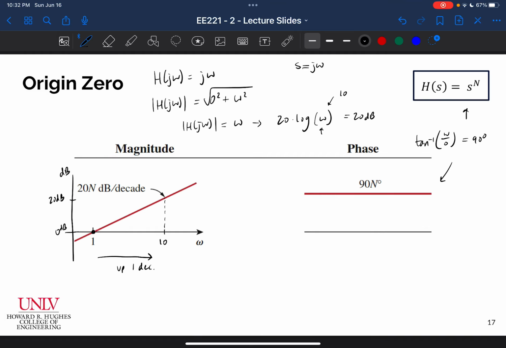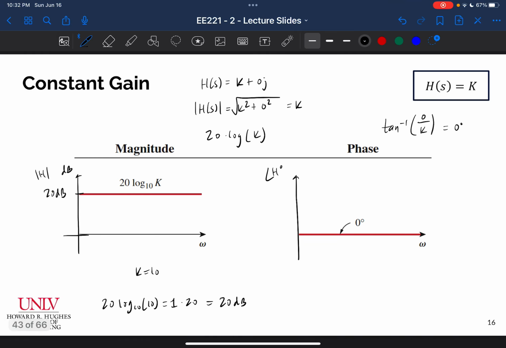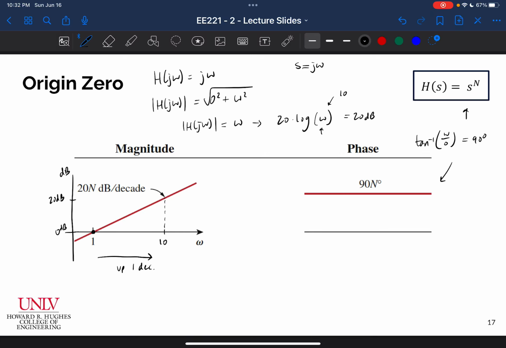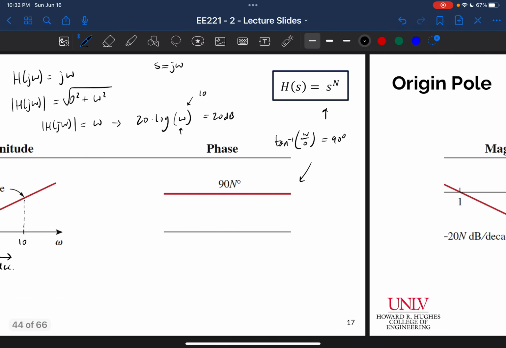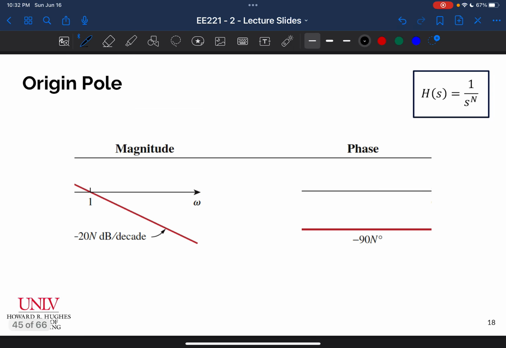All right, so in the last video, we talked about the constant gain term and the origin zero, which are basically the first two of the 5 factors that I wanted to talk about in this module. The next one is the origin pole, which has the exact opposite behavior as the origin zero. Instead of rising at a rate of 20 dB per decade, it drops at a rate of 20 dB per decade. And instead of having a positive 90 degrees phase, it has a negative 90 degrees phase, okay? And so we can take a look at this.